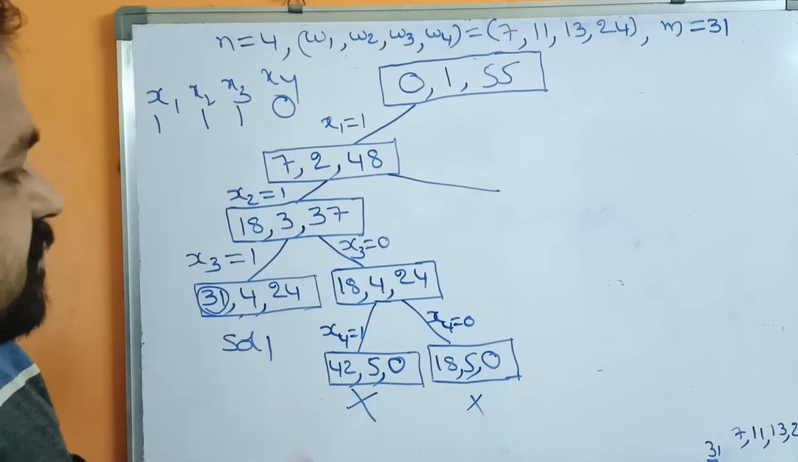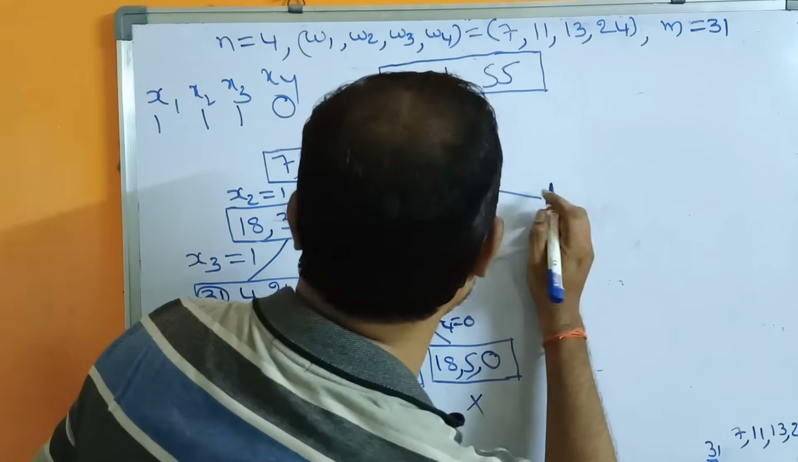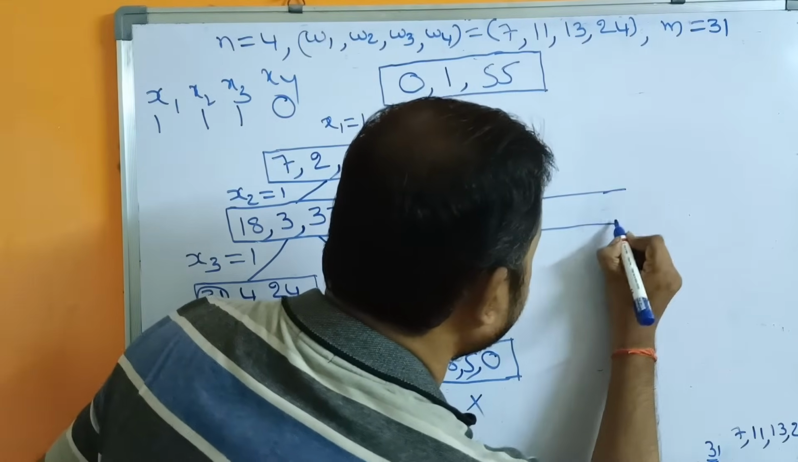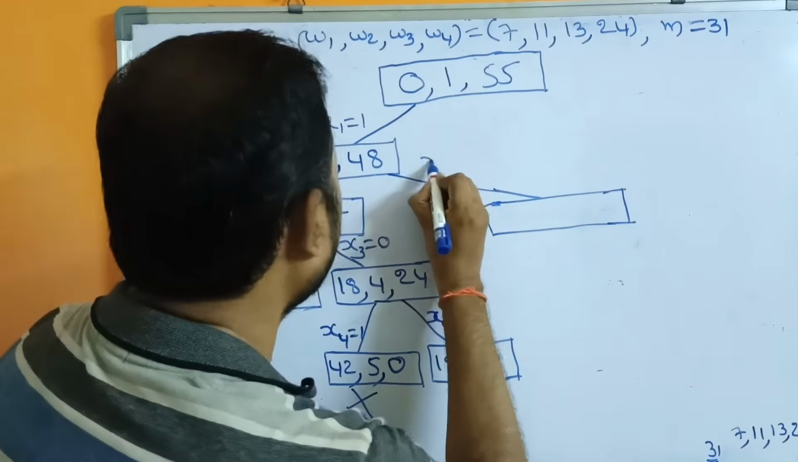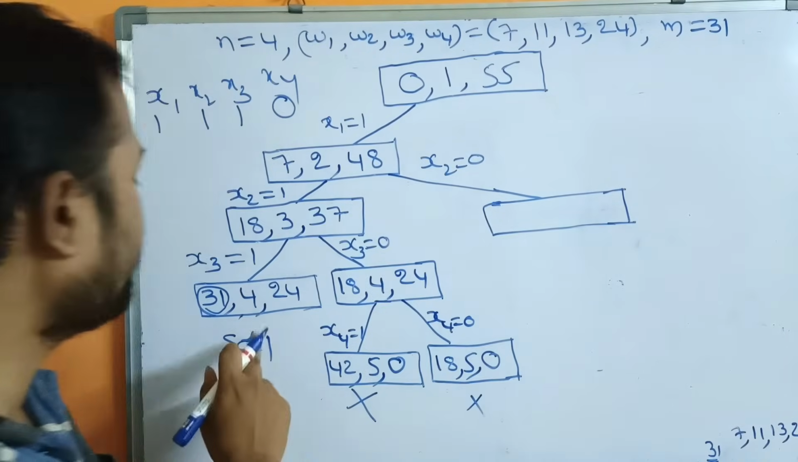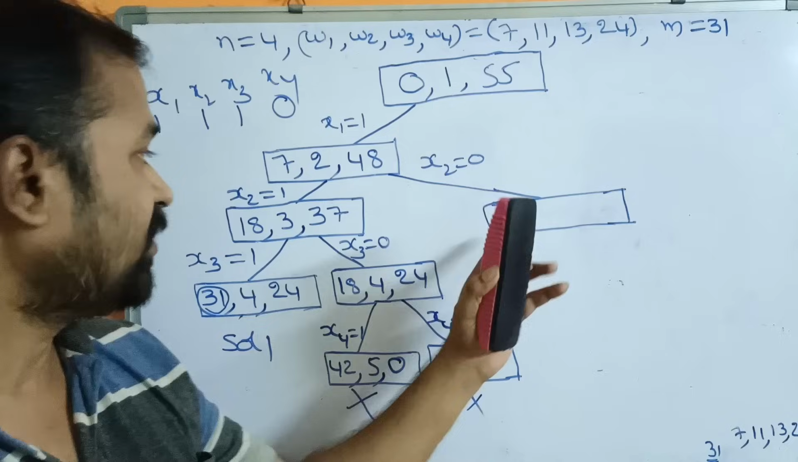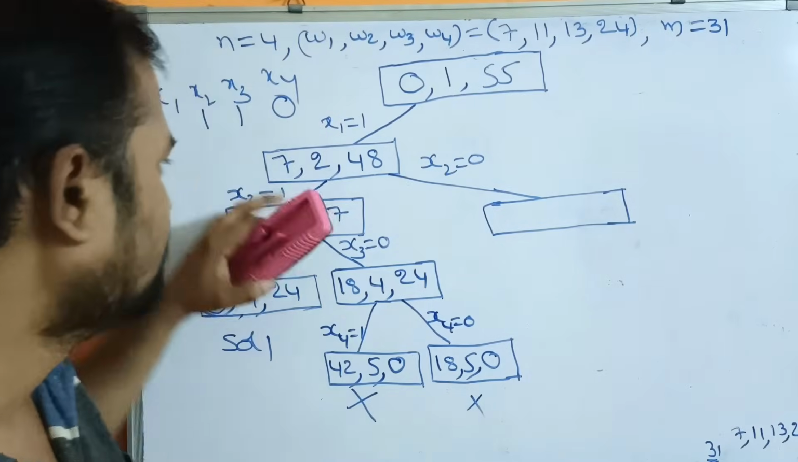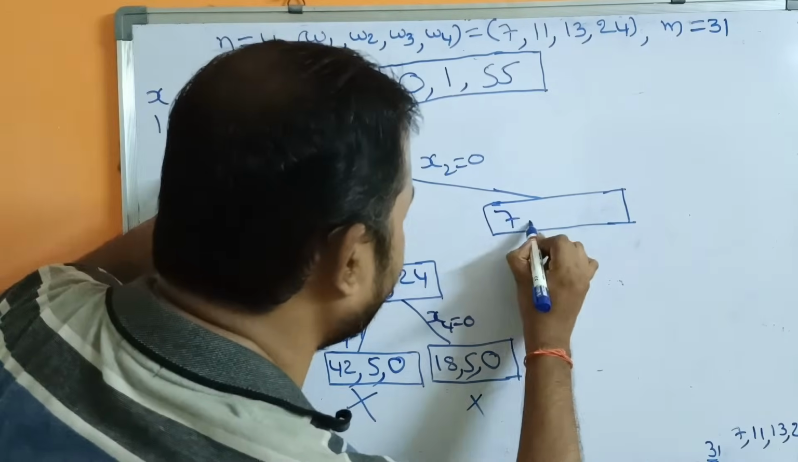Okay. So x2 is equal to 1 is over. Next we have to consider x2 is equal to 0. So till now we got only one solution. So x2 is equal to 0 means here we are not considering the second object. So write the sum as it is, 7 comma.